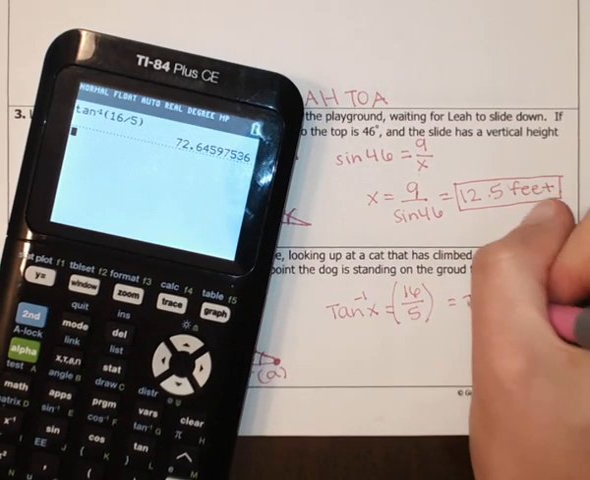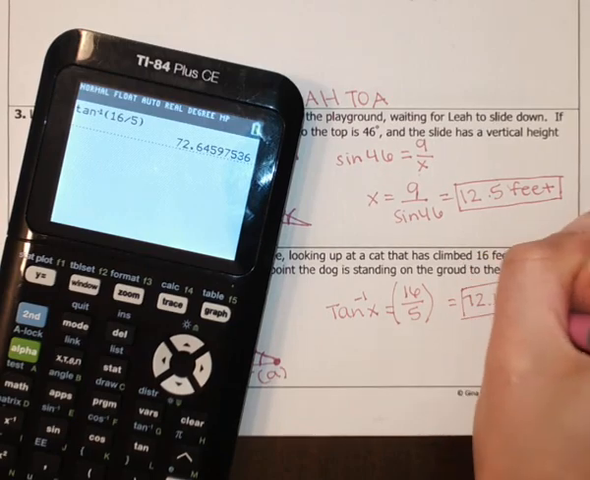Make sure you have your degrees. Alright, so that's your angle of elevation. Go ahead and flip to the back. Our next vocab term is angle of depression.